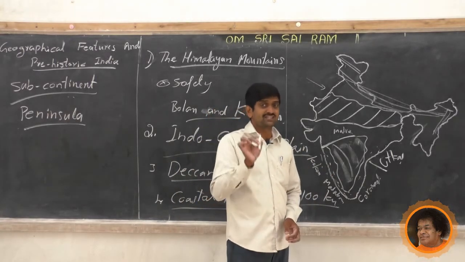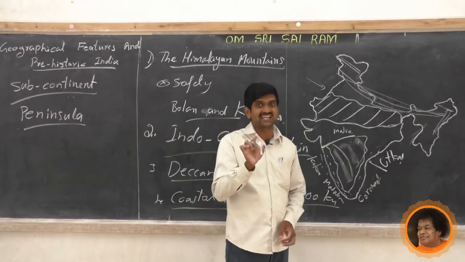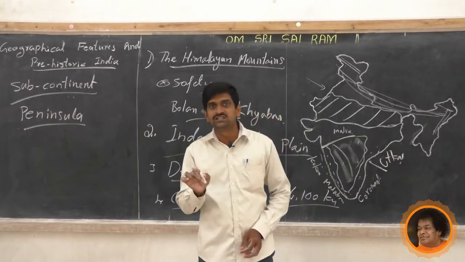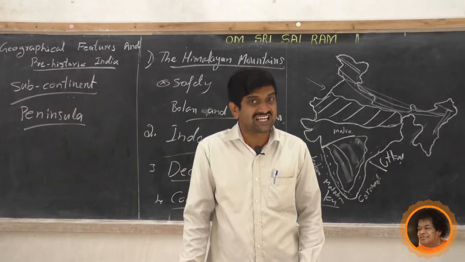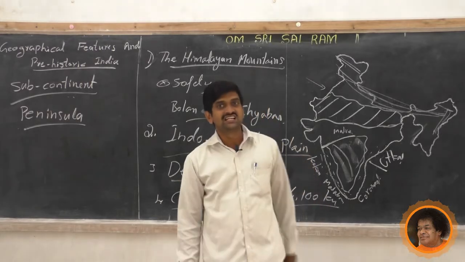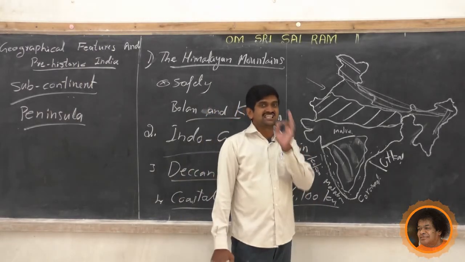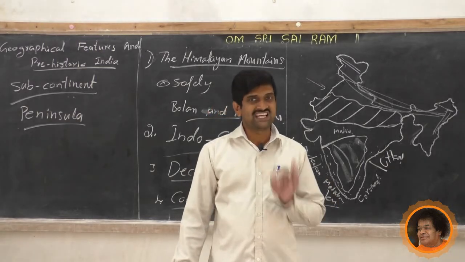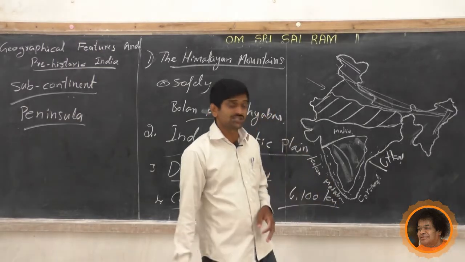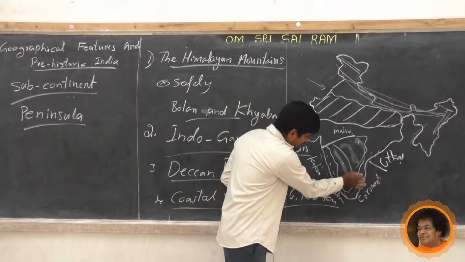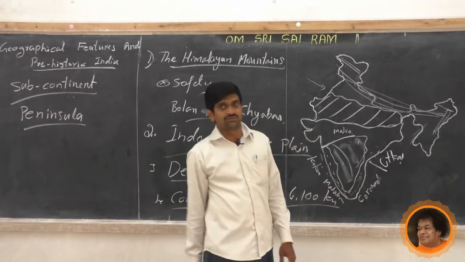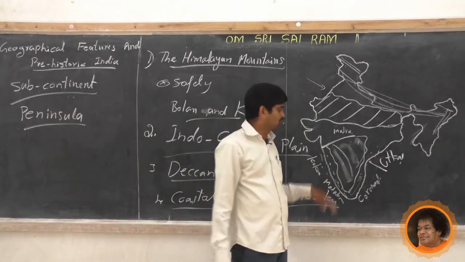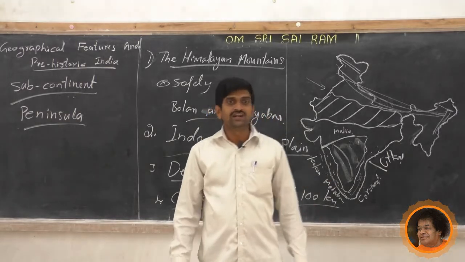That is why this trade resulted in the establishment of three powerful kingdoms in southern India. Which are they? The Cheras, Pandyas and the Cholas. In southern India, they became very powerful. So this is the importance of the coastal area of India.